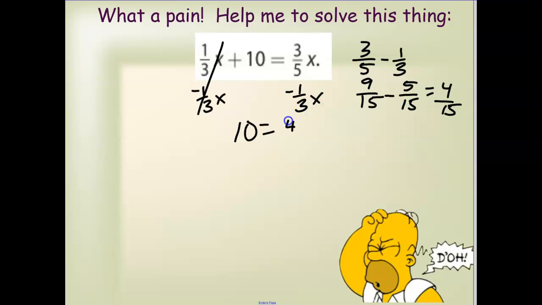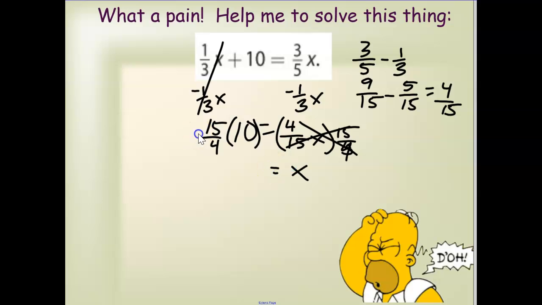So I have 10 equals 4/15 x, and then I have to multiply both sides by the reciprocal, which is 15/4. So now that cancels out, and I'm left with x over here like I wanted. If I multiply across by that, I get 150/4. I can also cross cancel, and then I can divide, and 150 divided by 4 is going to be 37.5.